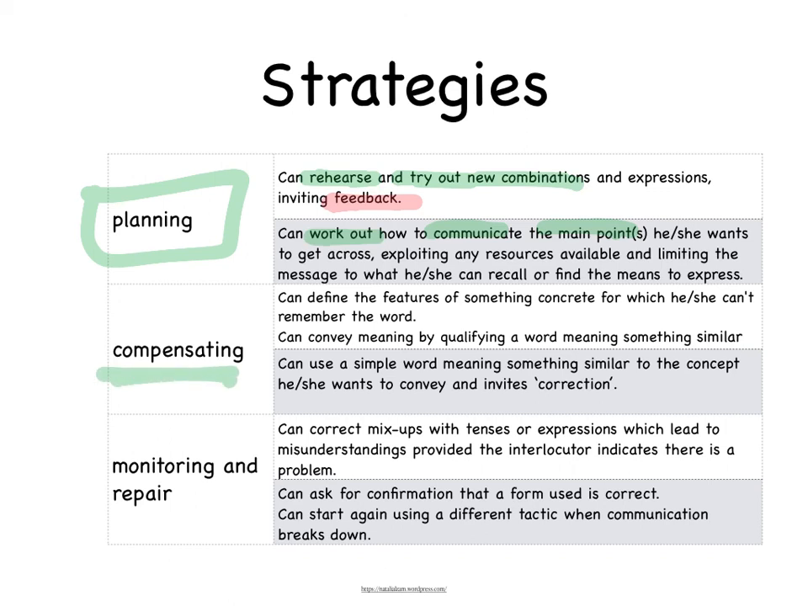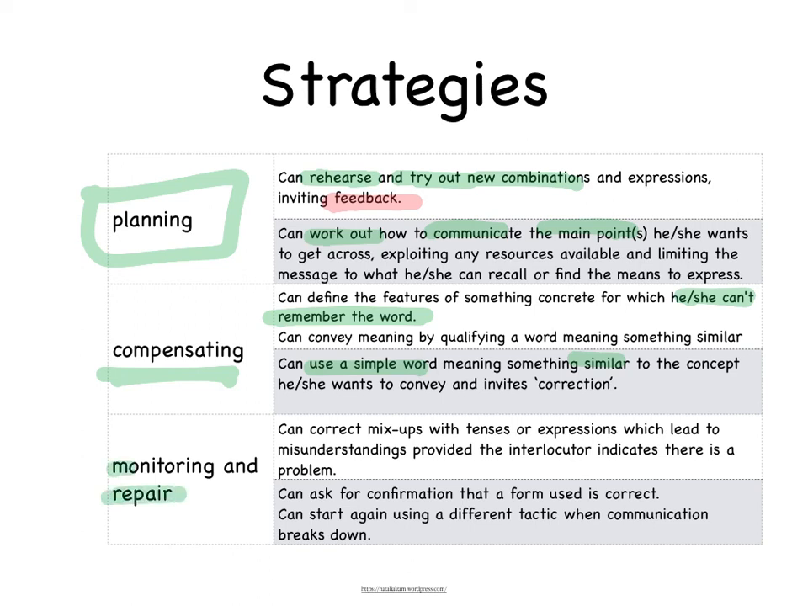Then compensating, the second strategy. It says, can define the features of something concrete for which he can't remember the word. Yes, I know it's there, I can't get it now. So do something, compensate in another way. Or can use a simple word meaning something similar. I don't remember that, but it's something similar to this, which is simpler, but at least I'm communicating.